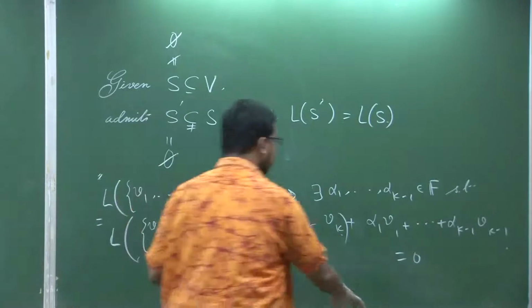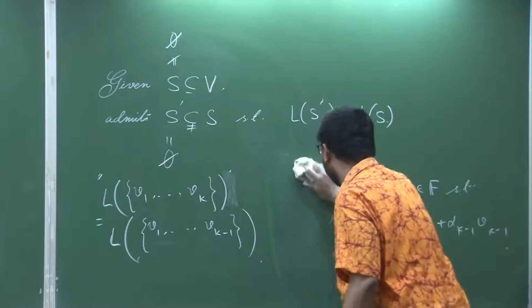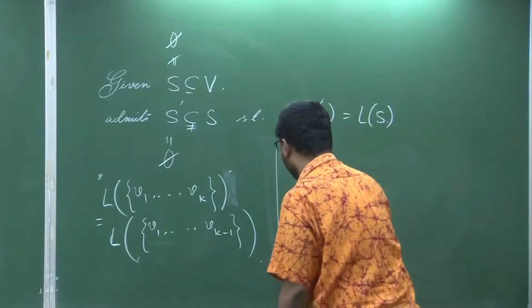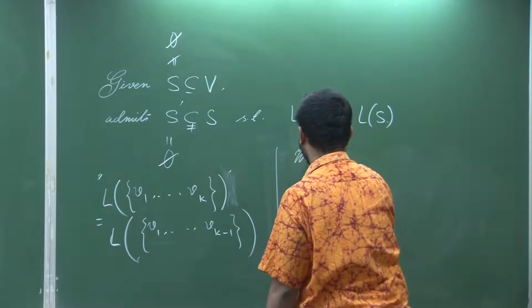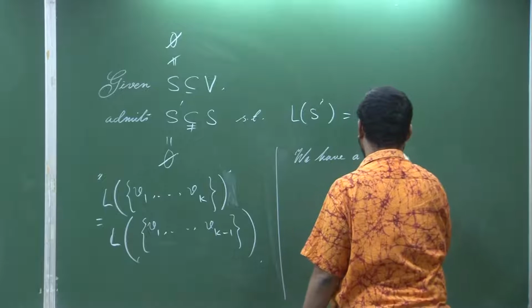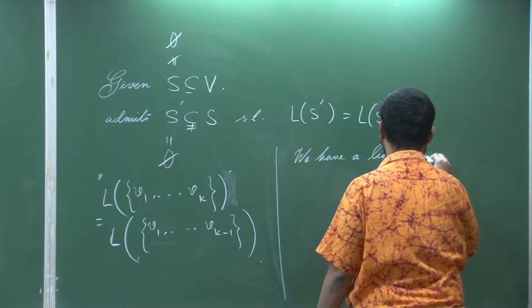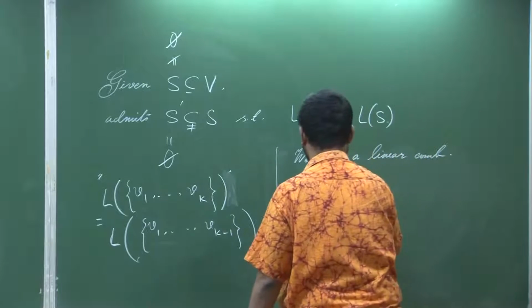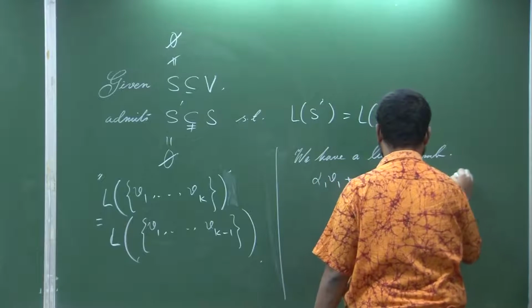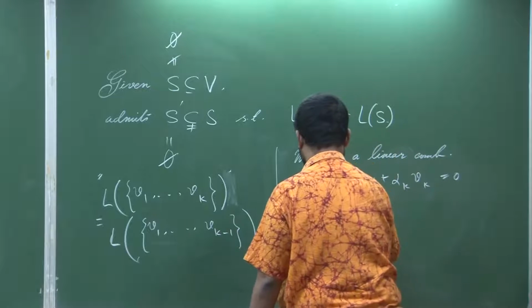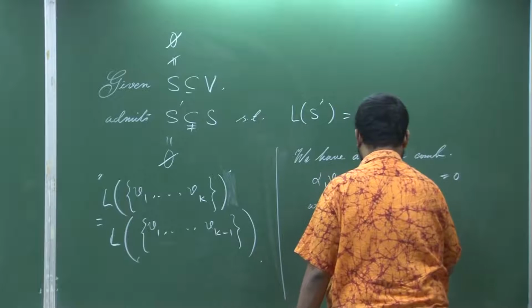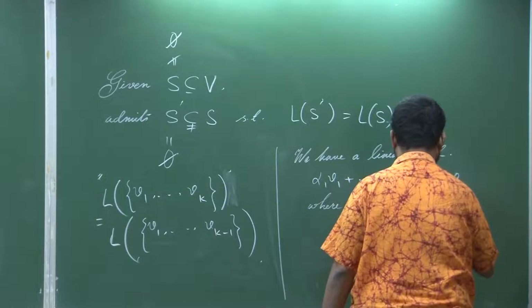Suppose you have the following: that you have a combination where one alpha i is non-zero.